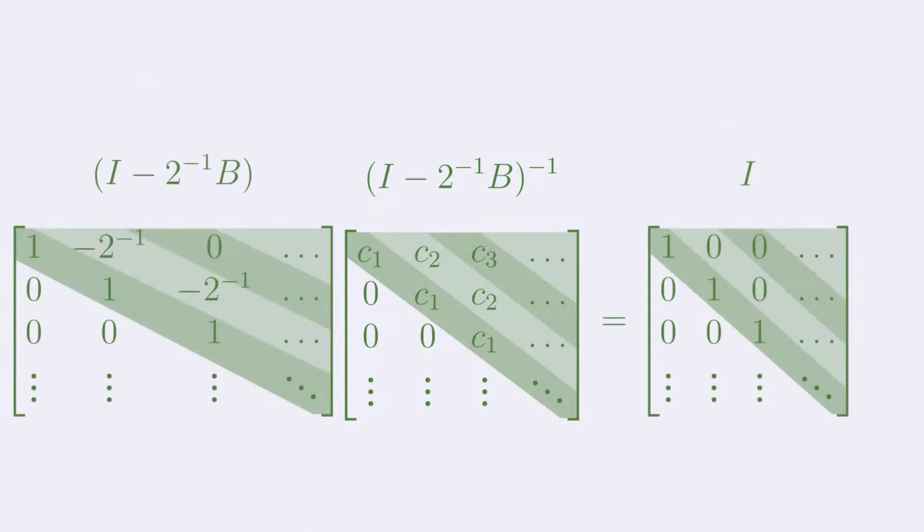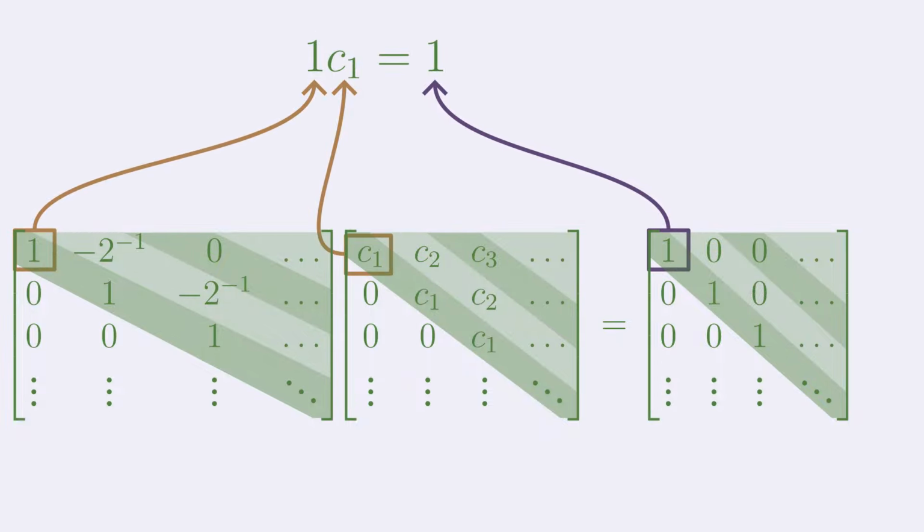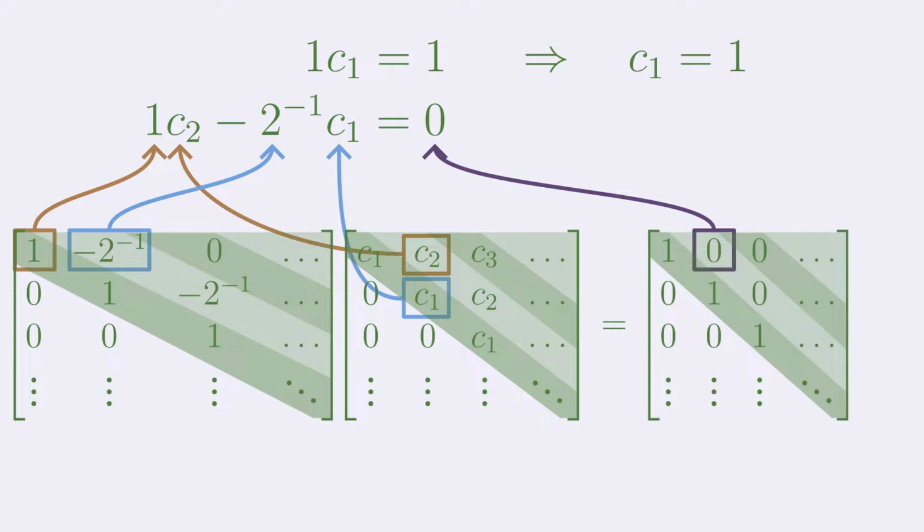If we try to multiply I minus 2 inverse B with its inverse, we get an expression containing entries of C that should be equal to the top row of their product, which is the identity matrix. For the first entry, we get that 1 times C1 is equal to 1, so C1 is 1. For the second entry, we get 1 times C2 minus 2 inverse times C1 is equal to 0. So C2 is 2 inverse times C1, which is simply 2 inverse.